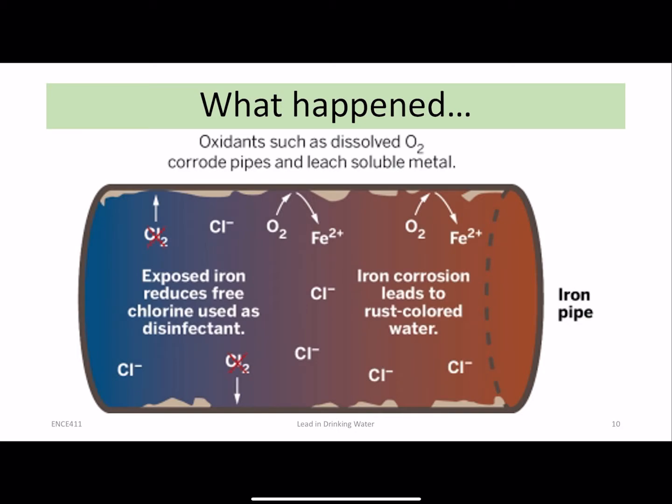Iron pipes can also have these problems. It's the same thing. You have bleach and you have dissolved oxygen. You can have it oxidize the iron, and the iron leaches into the water, and that's when you have the red color in the water because of the iron.